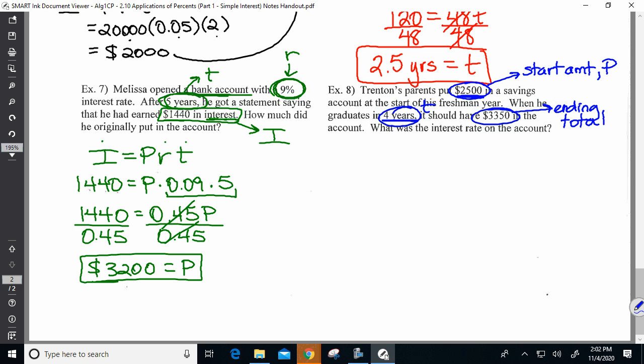So we haven't had 2 figures like that before, but there's a formula we can use to solve it. We'll do that in a second. What was the interest rate on the account? So we don't know what ours is.